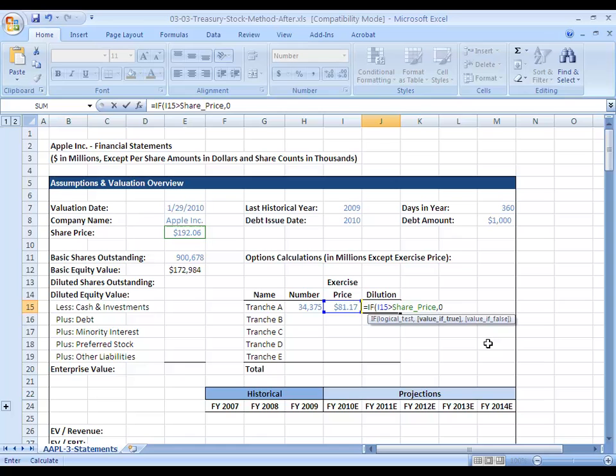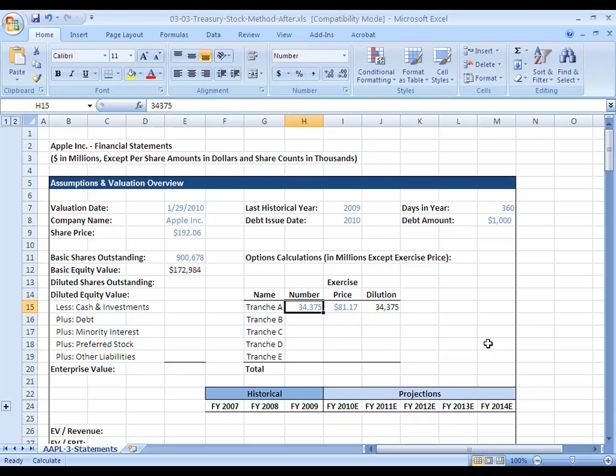Now, if the exercise price is below the share price, as is the case in this example, our first instinct would be to simply take this 34,375 number and say that that's what the dilution is. And it makes sense because if this is the number of options, and if the investors use these options to buy 34,375 thousand shares, there are going to be 34,375,000 new shares outstanding and out there. So it makes sense intuitively.